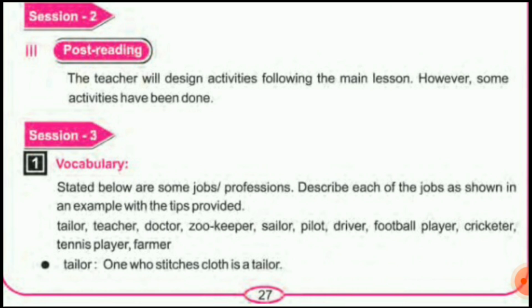Example is given, tailor. One who stitches cloth is a tailor.